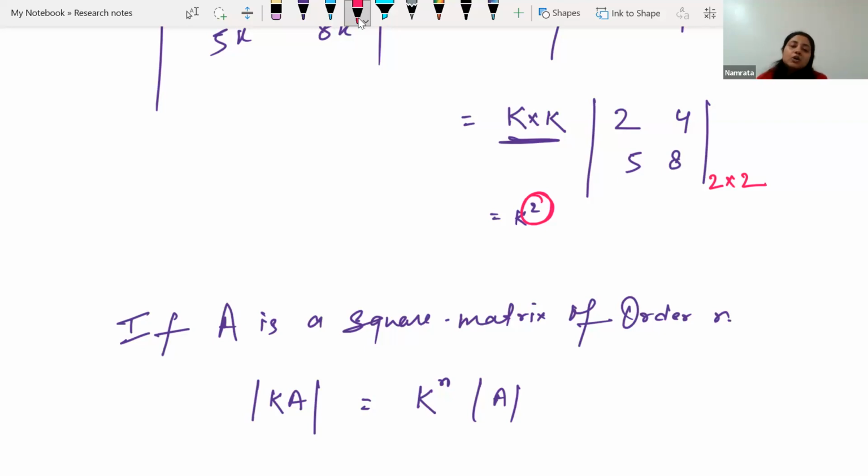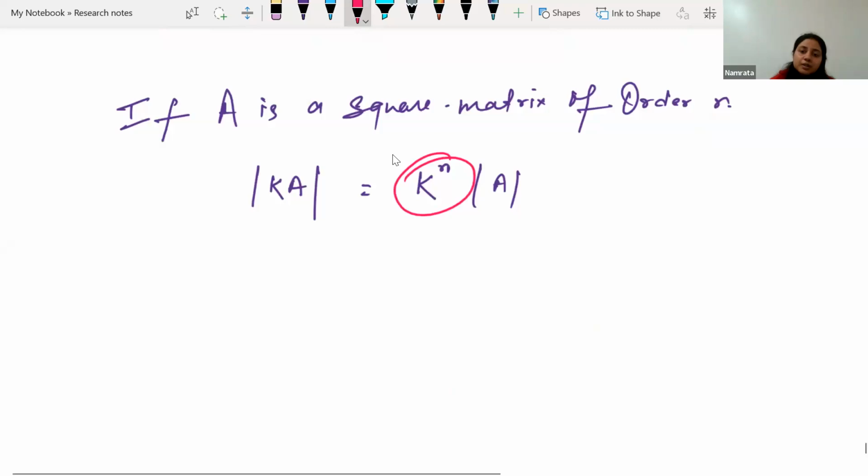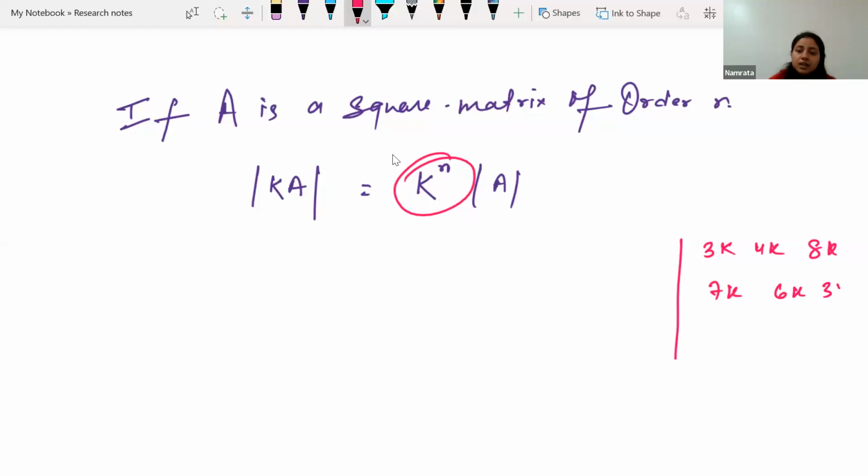This way we are taking out common all the k from n columns, and hence we will be having this property. For example, suppose we are having 3k, 4k, here 8k, here 7k, 6k, 3k, here 5k, 2k, here again 5k maybe. If we are having it like that, then we can take out k common from the first column.